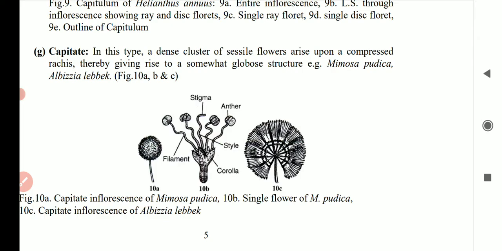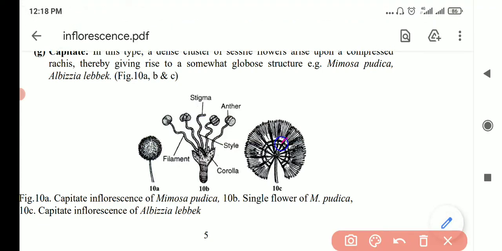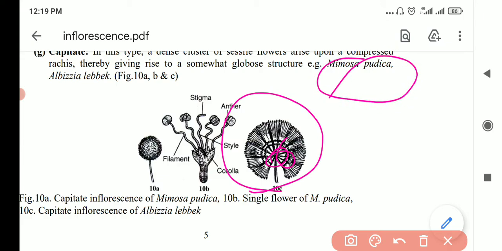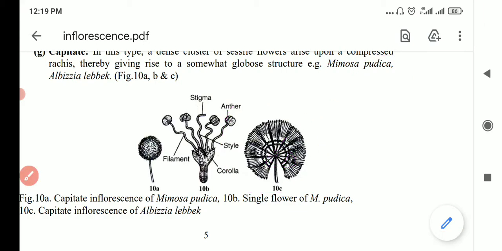Then the next is the capitate. Now these are the flowers shown by the Mimosa pudica, the touch-me-not, as well as that which used to blow, that you used to play with when you were a kid. This is the one. Capitate. It's a dense cluster of sessile flowers that appear upon a compressed rachis. This central part is compressed, and then it appears as a globe, giving rise to a globose structure of flowers. So the example is the touch-me-not, Mimosa pudica. That is the scientific name of the touch-me-not plant. So it's easy enough, I think.